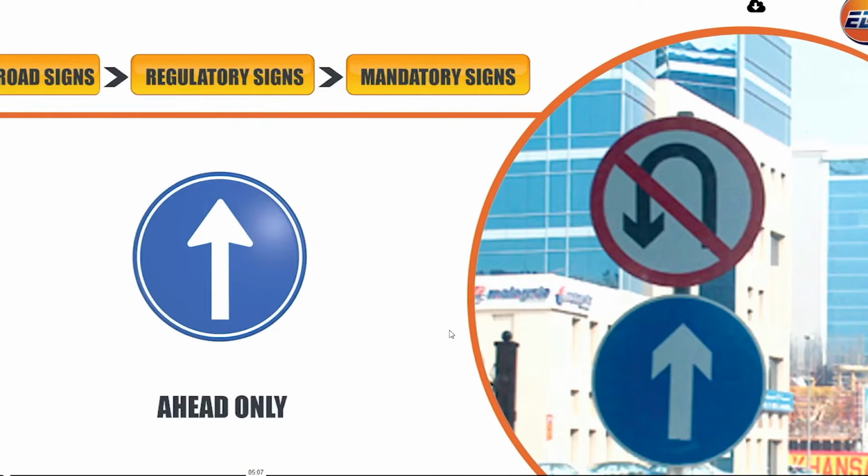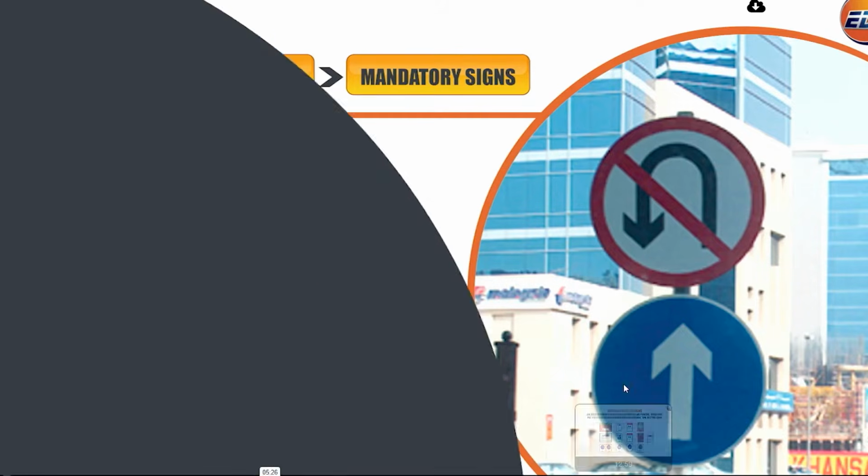A head-only sign instructs that motorists must go straight ahead only. They must not make a U-turn, turn right, turn left, but have to continue driving straight. Motorists are not allowed to park in such areas. It can be seen at traffic signal, which directs for straight only.